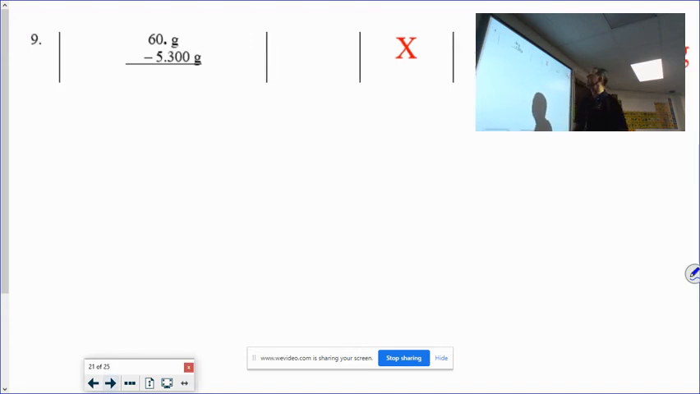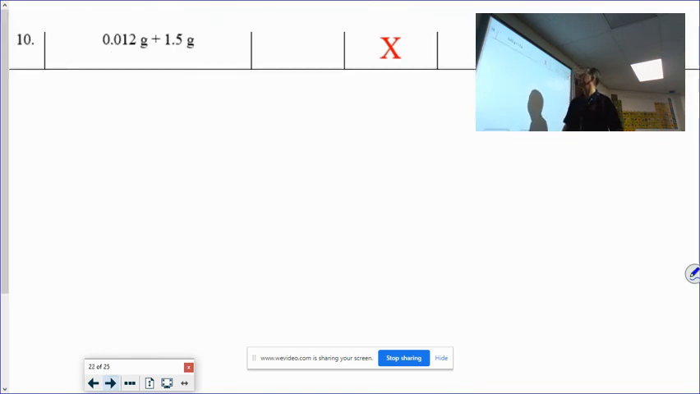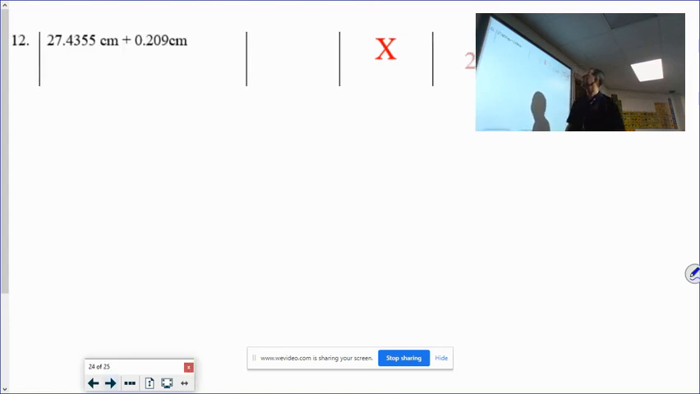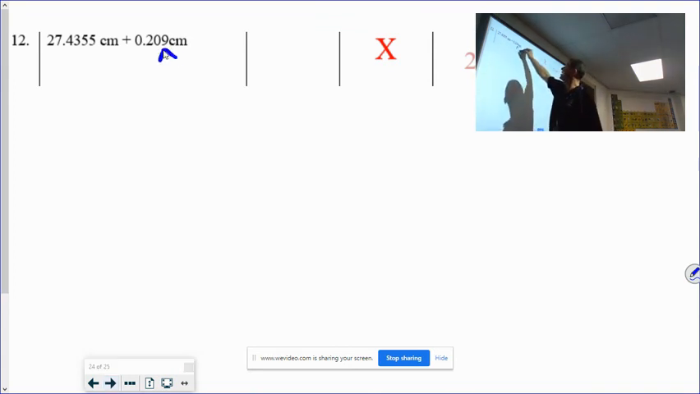Here's another one. Our degree of precision goes to the ones place, so our answer should go to the ones place. This one, the degree of precision stops at the tens place with that number, so our answer should only go to the tens place. In this problem, the least degree of precision is the hundredths place, so our answer should go to the hundredths place. In this problem, the degree of precision is the least in this number, that goes to the thousands place, so our answer should go to the thousands place.